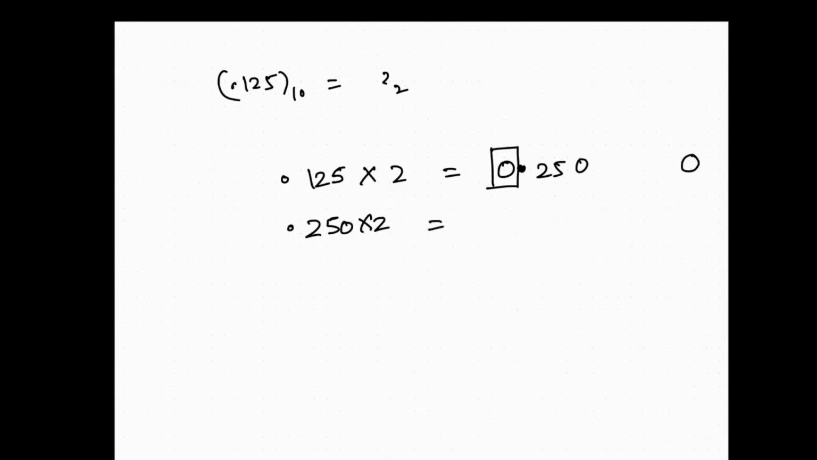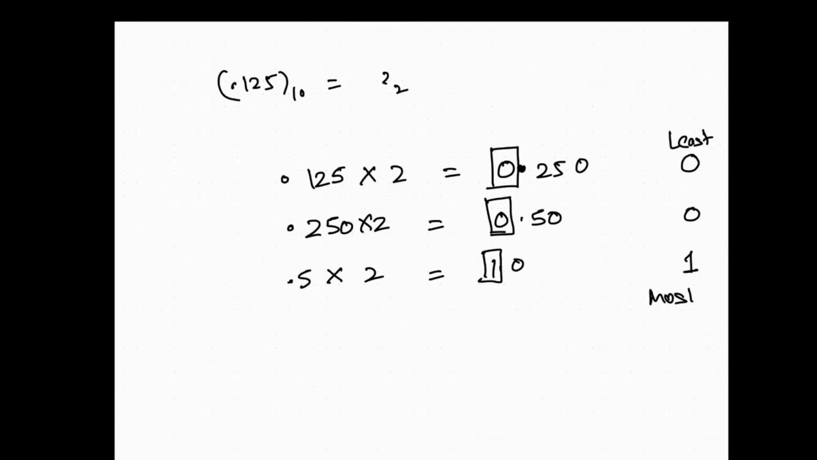0.250 into 2 gives us 0.50. Again, you get a 0. So the second digit, you get a 0. And 0.5 into 2 gives you 1.0, just 1. Therefore, this is the least significant bit, and this is the most significant bit. Therefore, 0.125 base 10 is 0.001 base 2.